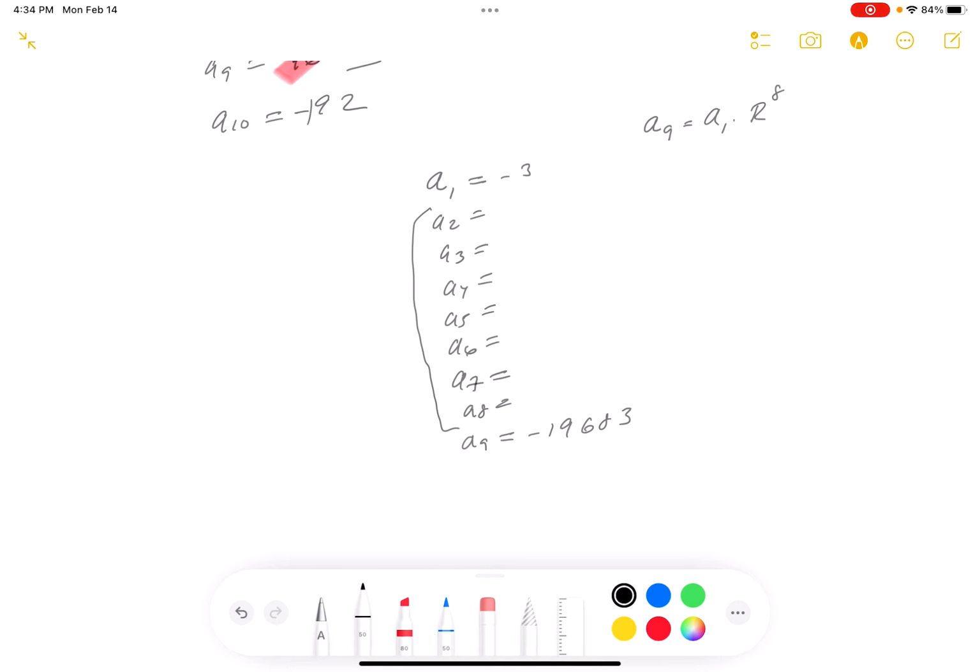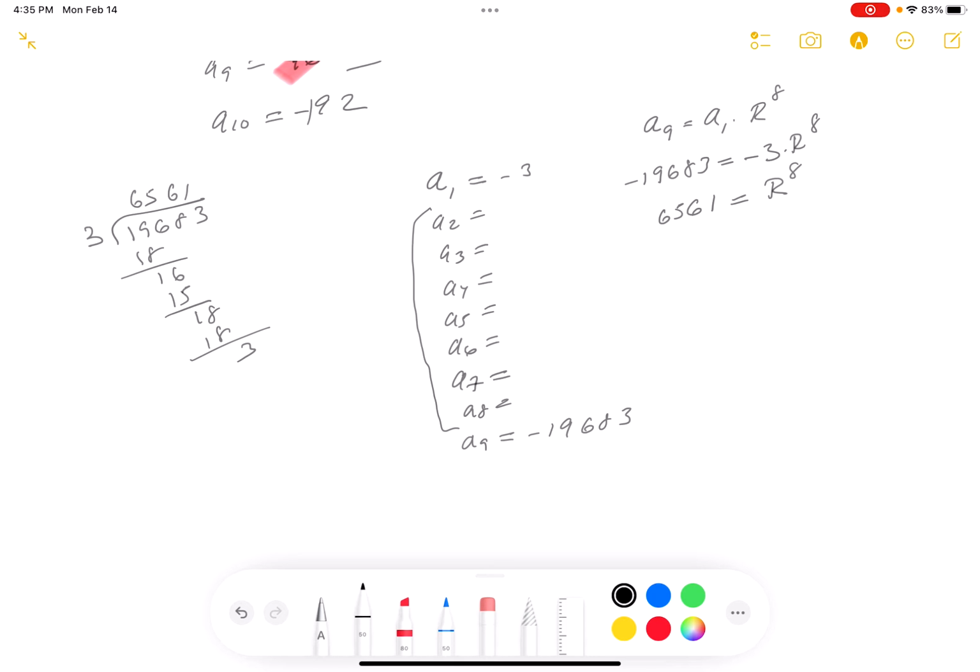All right? So what do you get over here? Well, A9 is 19683, and A1 is -3. And then you get r to the 8th power. I got to do some divisions. 3 into 19683 goes in 6, 18. Then I get 1, 6. That's 5, 15, and then I get 1, 8. That's 6, which is 18, 3, and 1. So I get 6561 equals r to the 8th power.